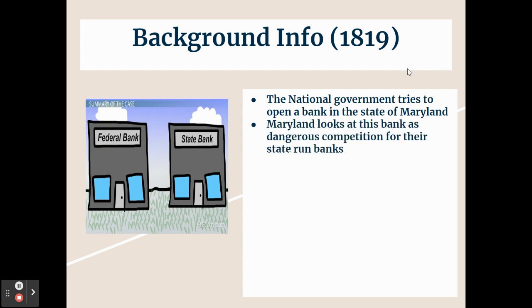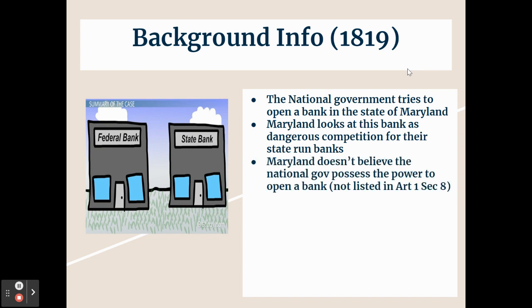The state of Maryland has no interest in allowing the national government to operate a bank within its borders because they kind of look at it as unnecessary competition for their own state run banks. So they begin to think of a reason on how they can argue against the existence of a nationally run bank within the state of Maryland.